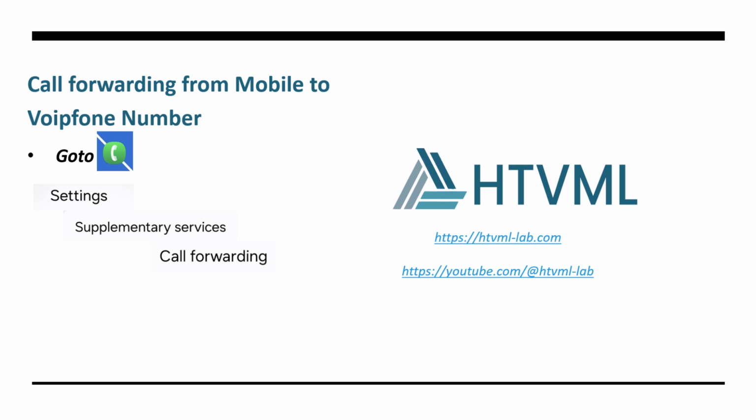If you go into the call settings, you should have something called call forwarding. If it's Android, just go into the call icon in settings, over to supplementary services, and then call forwarding, and then you'll have an option to forward the call when it's busy, or always forward, or when it's unanswered. You will have multiple options. Just put in the Voipfone number in that section, and that should work.